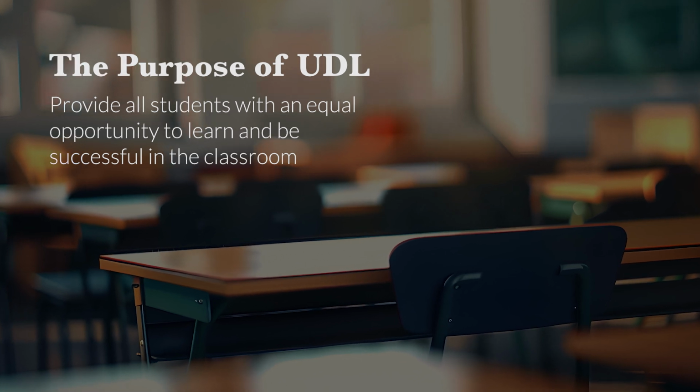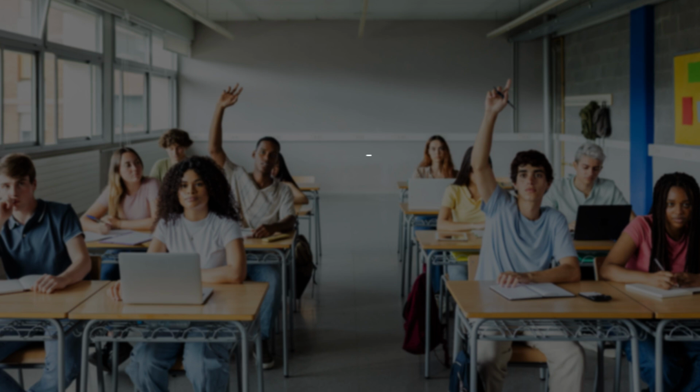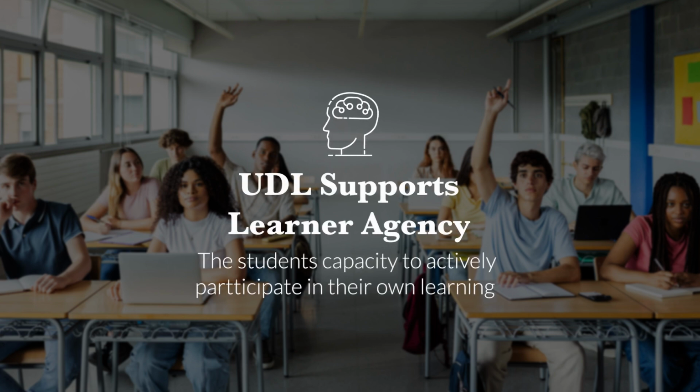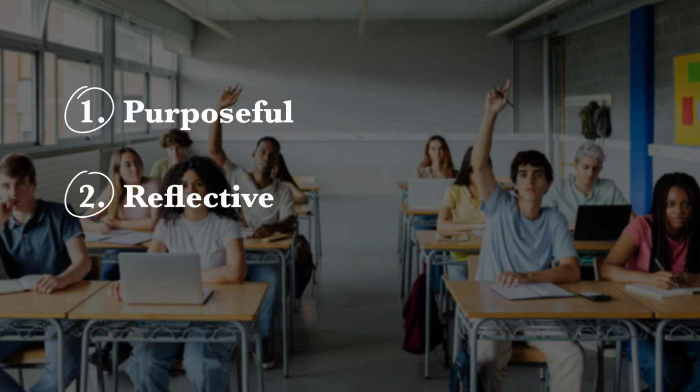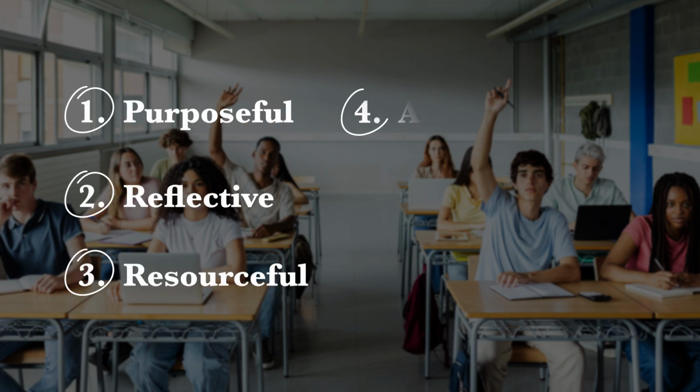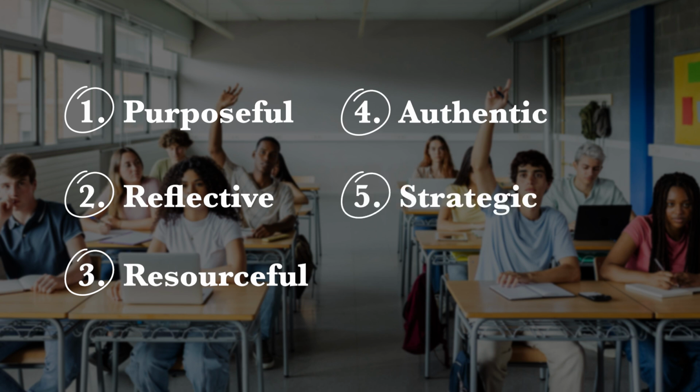Now, as stated in the UDL guidelines, its goal is to support what's called learner agency. And learner agency includes the student's ability or their capacity to actively participate in their learning process. UDL guidelines state instruction and learning should be purposeful, reflective, resourceful, authentic, strategic, and action-oriented.